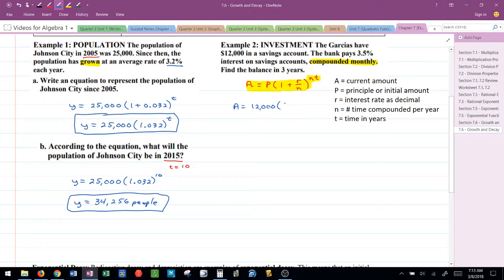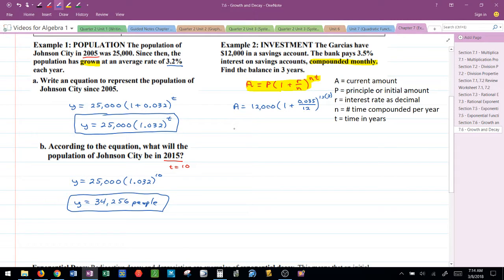I'm going to multiply that times 1 plus R, which is 3.5%, written as a decimal is 1.035, divided by N. Now, N is the number of times that it is compounded per year. If it's compounded monthly, that would be 12 times per year. We're then going to raise that to the 12 times 3 because they want to find the balance in 3 years. 12 times 3 power.